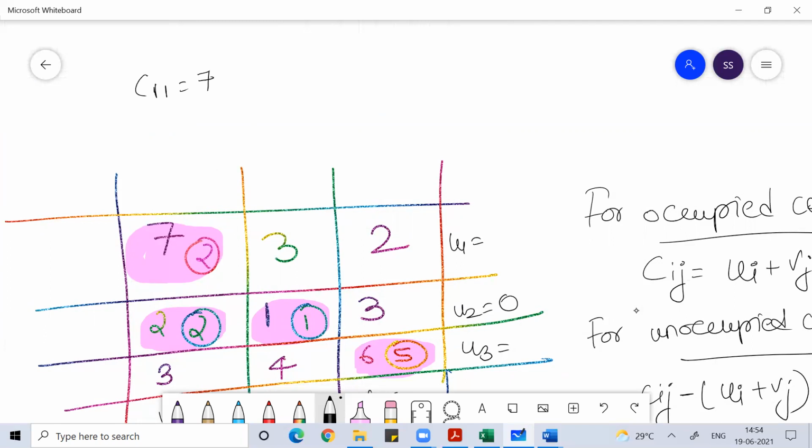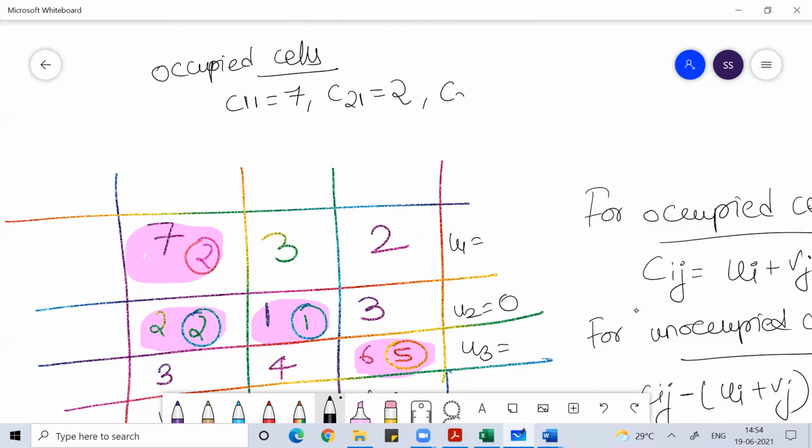Okay. So this is an occupied cell. What are your occupied cells, guys? If you want to find them, your occupied cells are C11, which is 7. Then you have C21, where the cost is 2. Then C22, the cost for that is 1. Then C33, the cost of that is 6. These are the occupied cells, and these are the cost elements for the occupied cells.